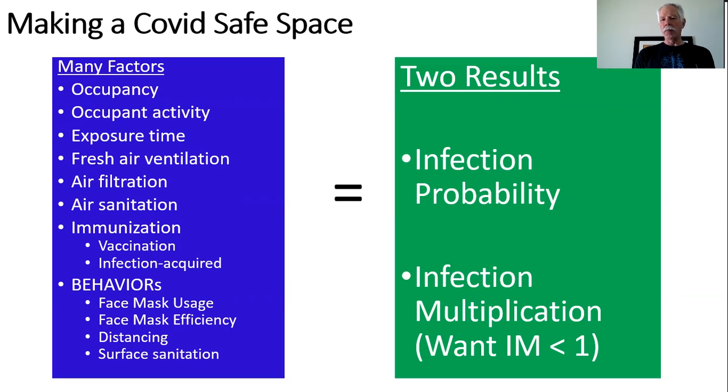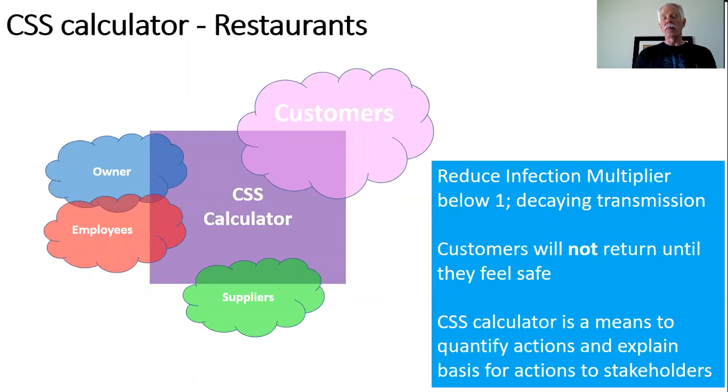When the infection multiplier drops below 1, that means that one infectious person is no longer able to make another person infectious. But currently, and unfortunately, in too many of our spaces, that one infectious person might make two people infected, might make four people infected, might make 10 people infected. And we have to stop that to stop the disease.